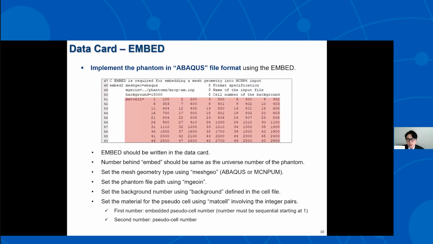And finally, we have to set the material for the pseudocell using the mesh card. The mesh card should be defined with the integer pairs for each pseudocell. The first number is the embedded pseudocell number, and this number must be sequential starting at 1. And the second number is the pseudocell number, in this example, the organ ID.